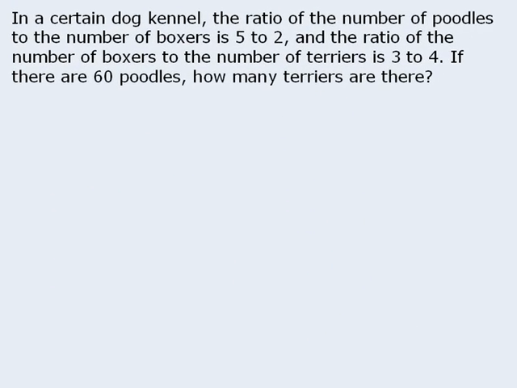In the second approach, we will solve one ratio separately and then apply the results to the other ratio. Here's what I mean. First, we are told that the ratio of the number of poodles to the number of boxers is 5:2. We are told that there are 60 poodles, so we can replace the number of poodles with 60. Since we don't know the number of boxers, let's let b represent the number of boxers. This ratio, we are told, is equal to 5:2.